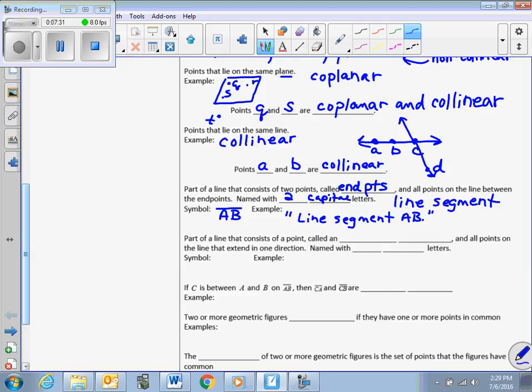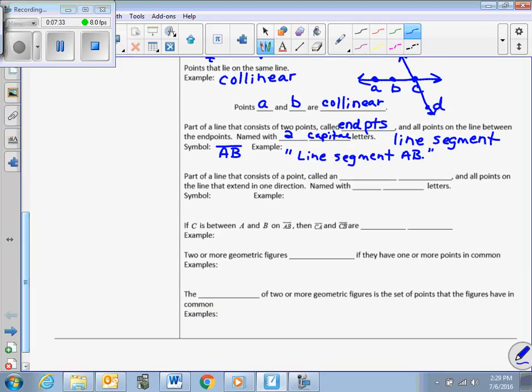All right. What about part of a line that consists of a point and all points on the line that extend in one direction?